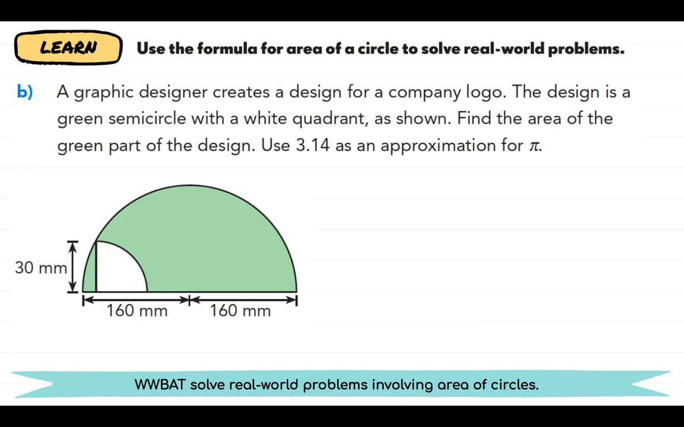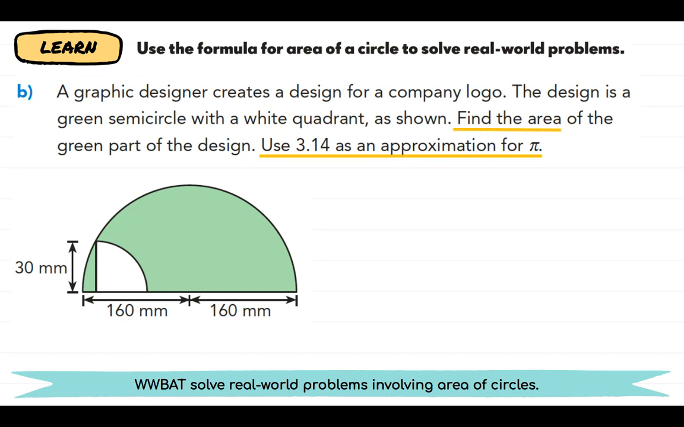Let's look at the next example. A graphic designer creates a design for a company logo. The design is a green semicircle with a white quadrant, as shown. Find the area of the green part of the design. Use 3.14 as an approximation for pi.